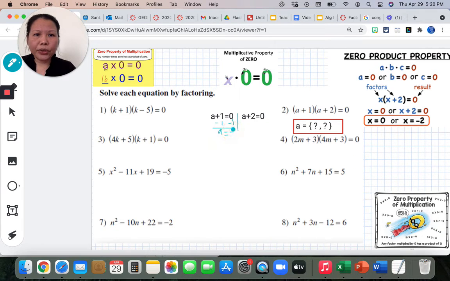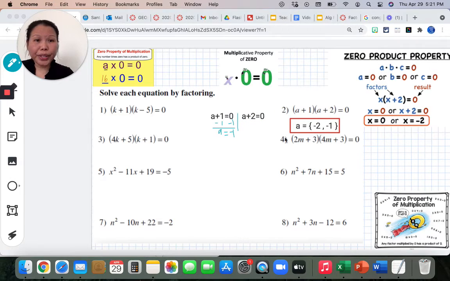And my answer will be negative 2, right? Negative 2 plus 2 equals 0. Answer is negative 2, negative 1. And remember, we're using the bracket because if you use the parenthesis, it will look like a x and a y point coordinates, and they're not. They're the same roots, or we call them the solution. The solution for A is negative 2 or negative 1.